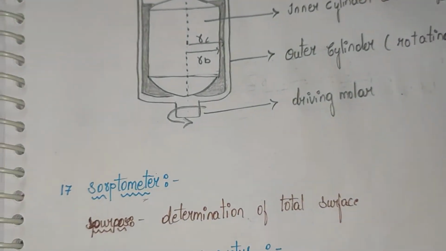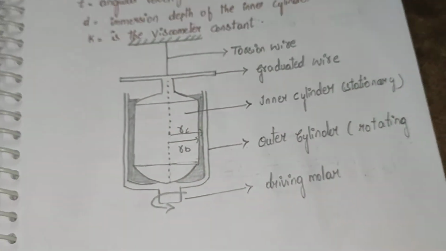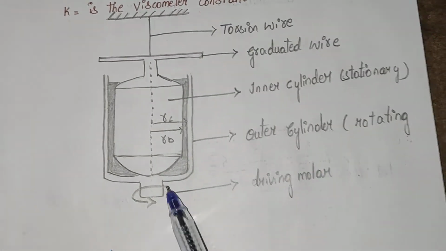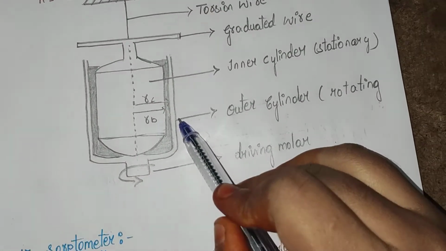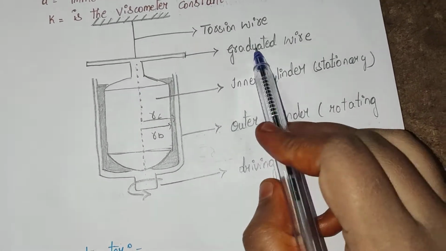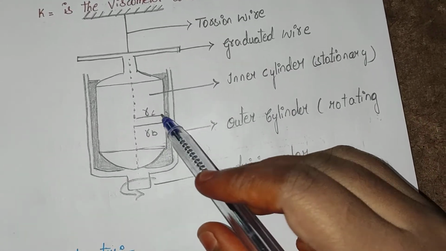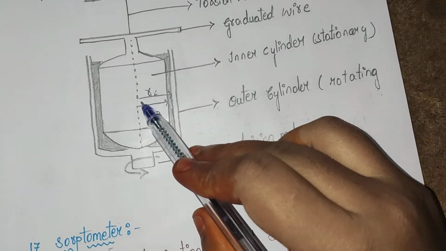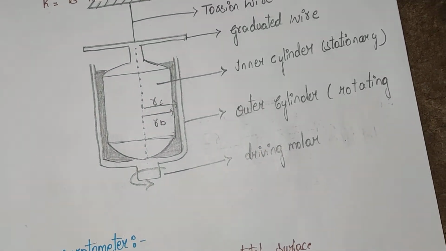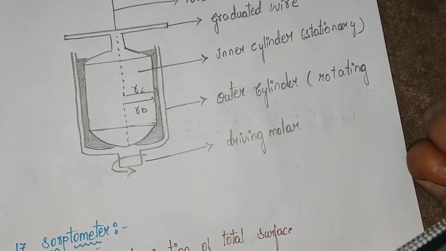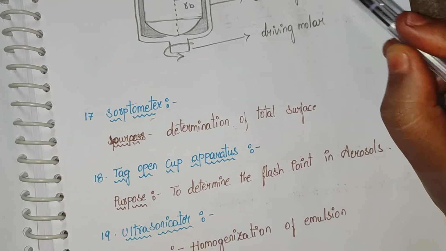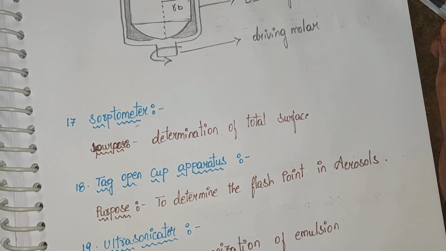So here is the equipment, rotational viscometer. So here we have a wire and rotational. It is an outer cylinder, inner cylinder, and wire, graduated wire. And here we have the radii RC and RB. So whenever we rotate this viscometer, we will find out the rotational speed. Based on the rotation and formula, we can find out the shear rate and shear stress.